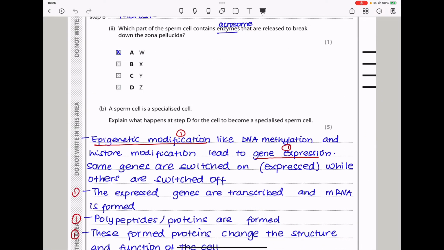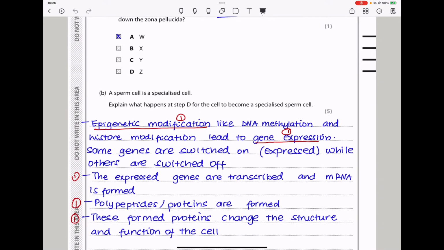So I said epigenetic modification like DNA methylation as well as histone modification leads to gene expression. So some genes are switched on while others are switched off. The expressed genes are transcribed into messenger RNA, and then the polypeptides or proteins are formed, and these formed proteins will change the structure as well as the function of the cell, meaning the cell becomes specialized in order to change the structure, the shape, as well as the function.